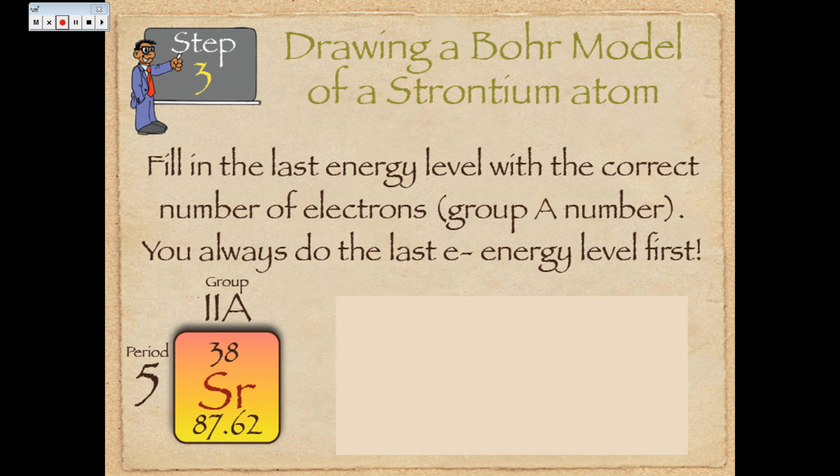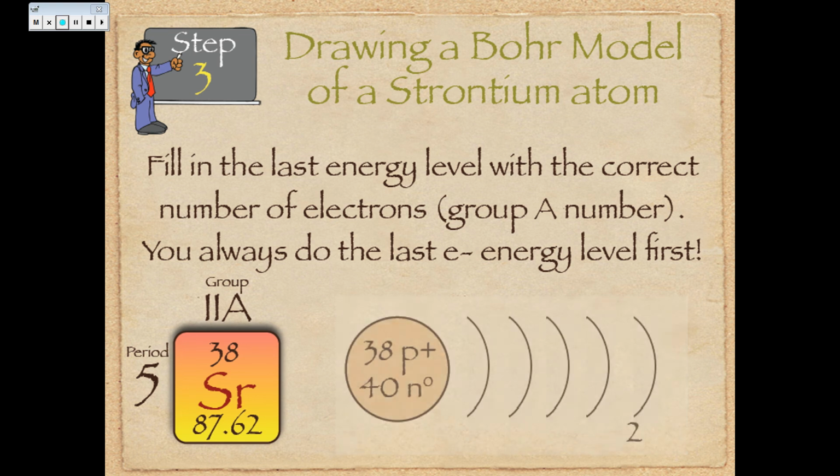Step 3. Fill the last energy level, the outside valence shell, with the correct number of electrons based on its group number. You always do the last energy level first. So strontium is in group 2. So you fill in the last energy level first.